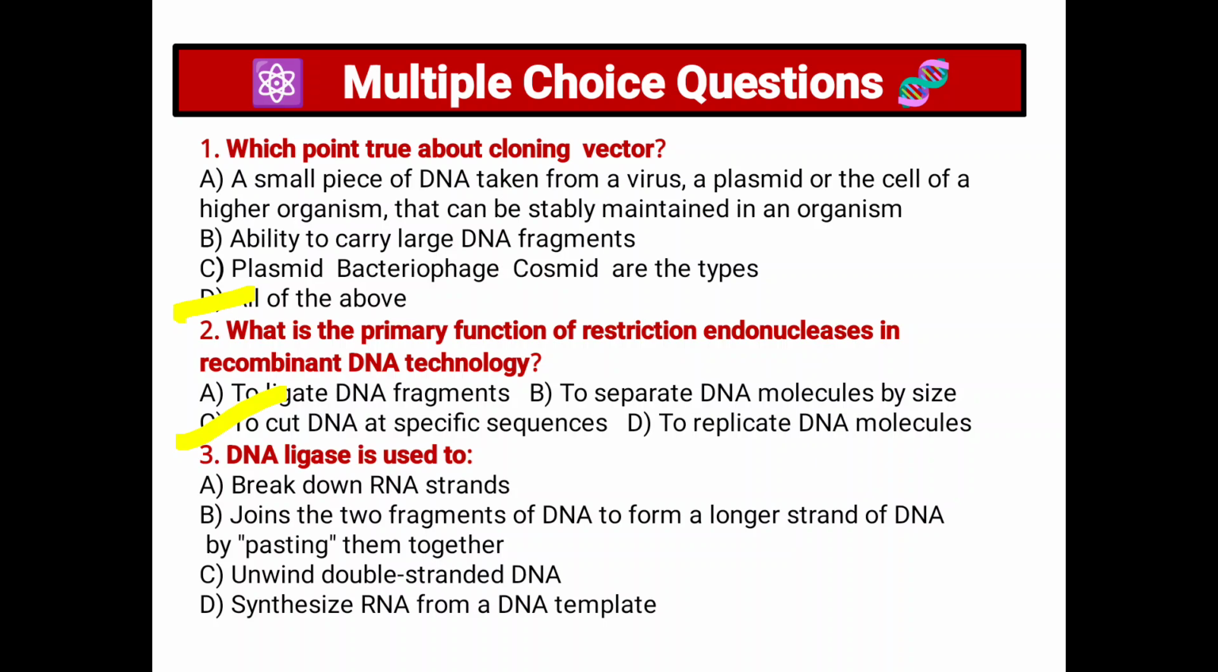Third question, DNA ligase is used to: option A, break down the RNA strand. B, join two fragments of DNA to form a longer strand of DNA by pasting them together. C, unwind double stranded DNA. And D, synthesize RNA from a DNA template. So DNA ligase is used to join the two fragments of DNA to form a longer strand of DNA by pasting them together. So B is the correct answer.